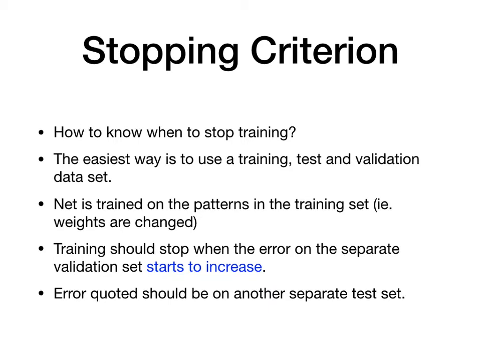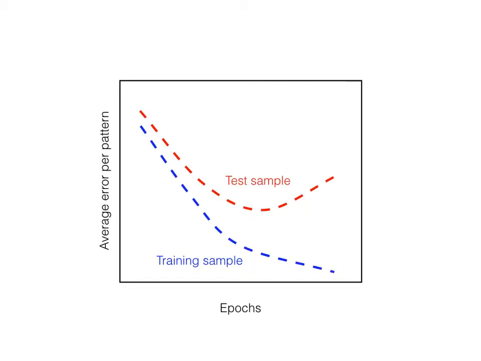A better way to do it is to use a training set, a test set, and a validation set. The idea is similar to the way that we've used these data sets before. The neural network is trained on the patterns in the training set, so the weights are changed based on that one. The training should stop when the error on the validation set starts to increase. And then once we've stopped the neural network training, we can quote the error on the separate test set. It's the same kind of thing that we've seen before.